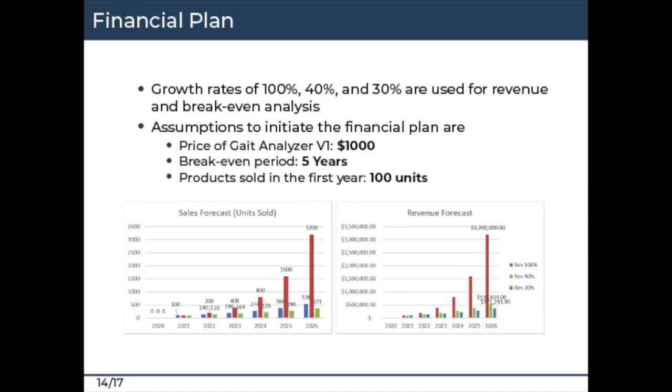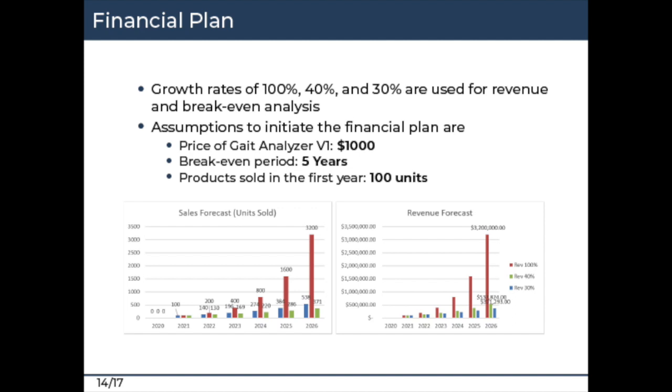Now we move on to the financial plan. For the financial plan, we considered 3 growth rates: 30%, which is the worst case scenario, 40%, which is what we are aiming for, and 100%, which is the best case scenario. In order to forecast our sales at the considered growth rates, we made a few assumptions. We wish to sell Gait Visualizer version 1 for $1,000 each and sell about 100 units in the first year, and the break-even period should ideally be less than 5 years.